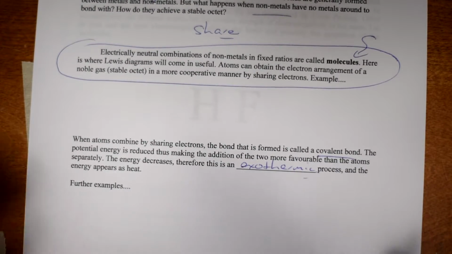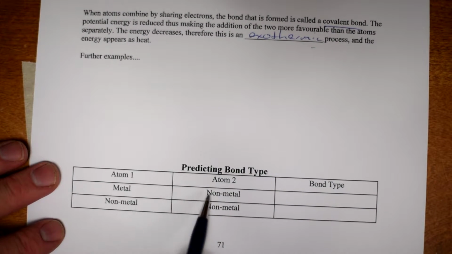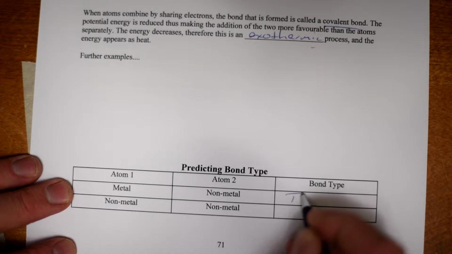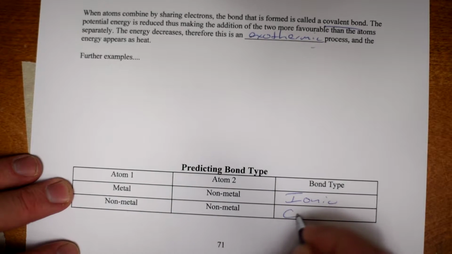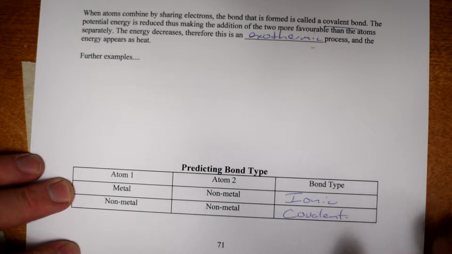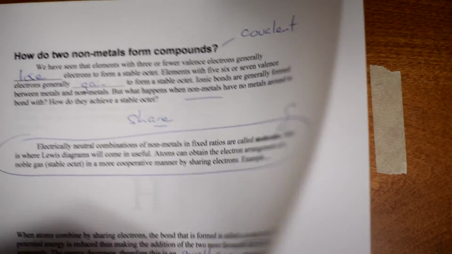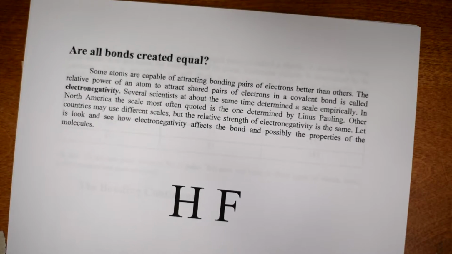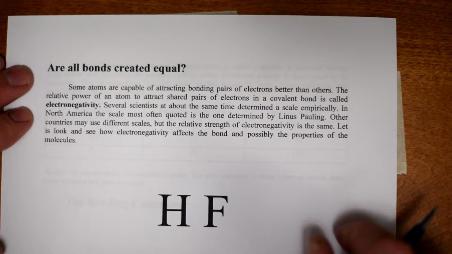And predicting bond type, again, what we're going to do here at the bottom of the page: when you have a metal and a nonmetal, you're just going to choose that as being an ionic bond, and with only nonmetals, we're going to call it a covalent bond. And this will work for just about everything we're going to do. Okay, turning the page to page 73. I've asked the question, are all bonds created equal? And the answer is basically no.